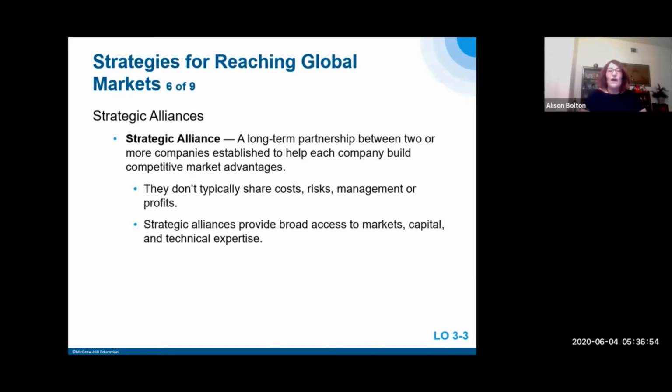Alliances, though, give you a door opener for the marketplace, capital, making money, and definitely technical experience in a different country, because they already have theirs implemented. You're going to bridge with theirs.